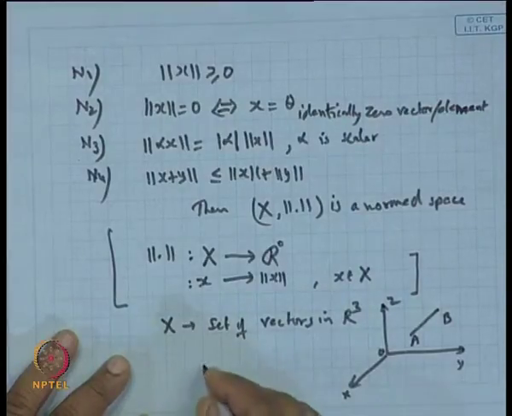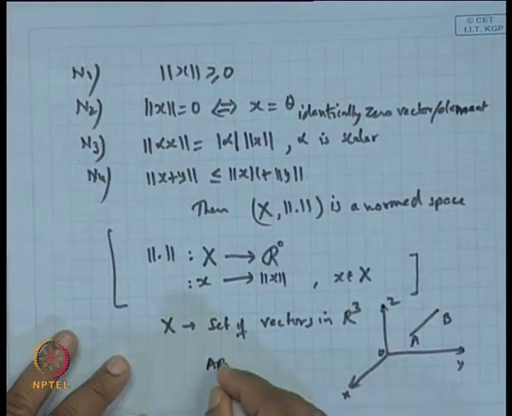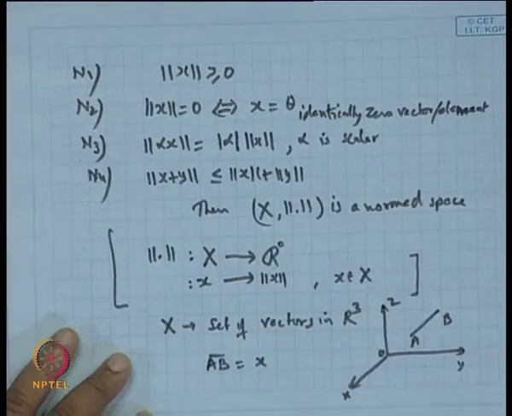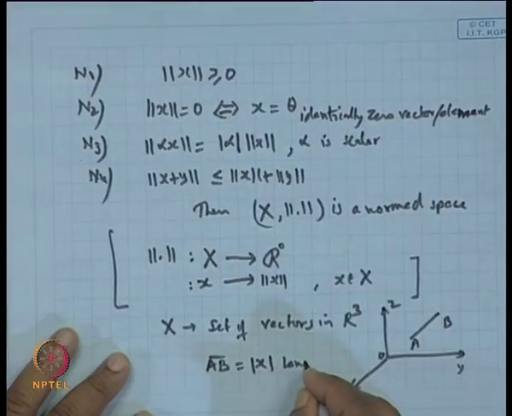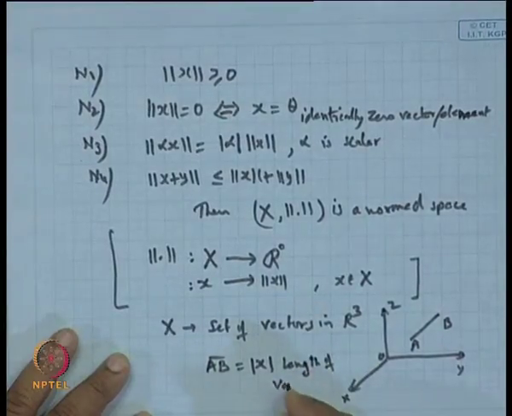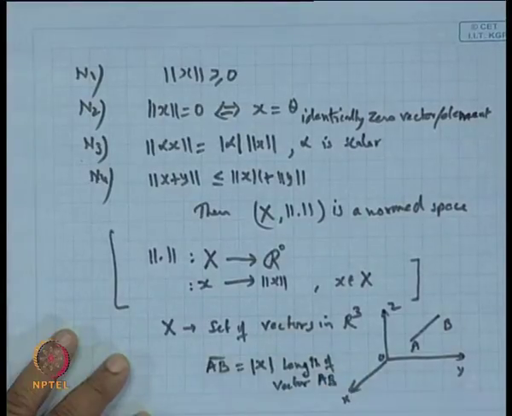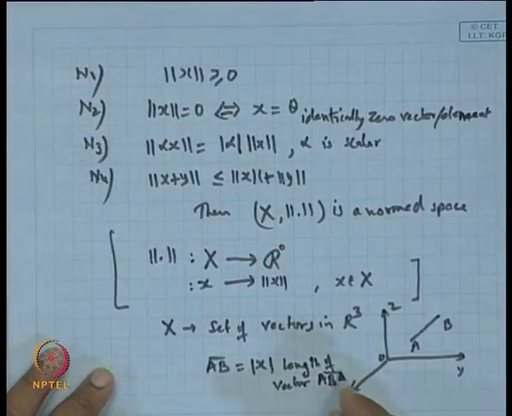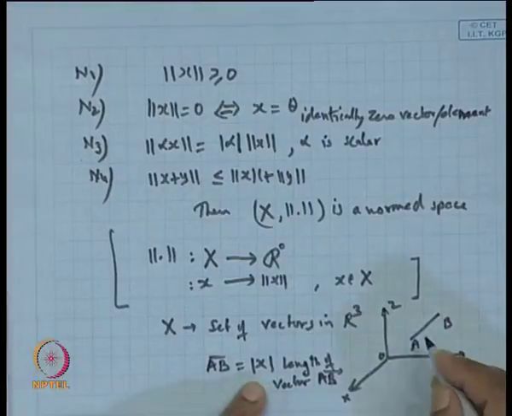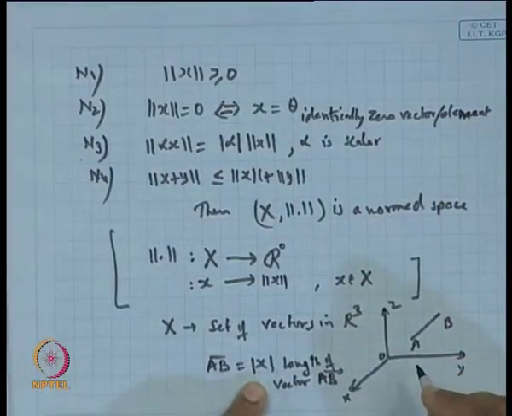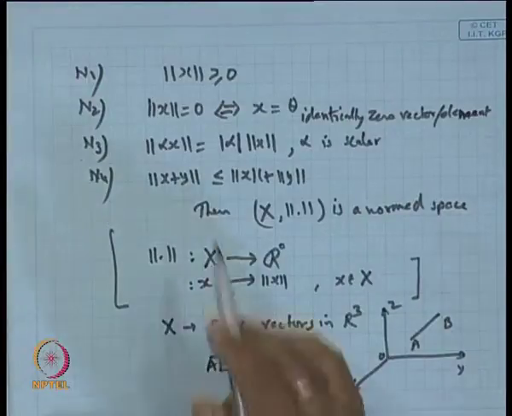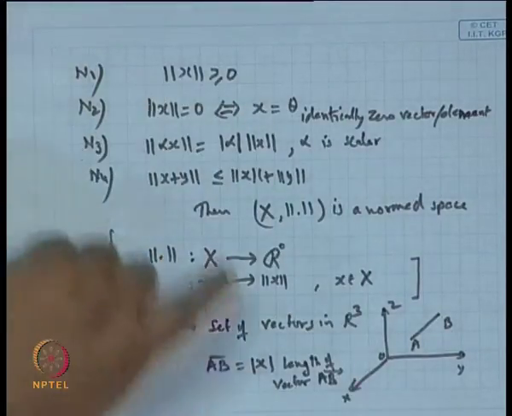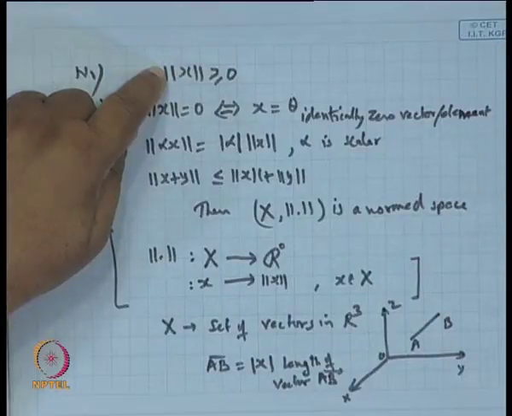So, if I denote the length of the vector AB as mod of x, this is the length of the vector AB, then this length can never be negative. It means it is always greater than 0 or at the most 0 when B coincides with A, that is the way x becomes 0. So, the first property says that it is the generalization of the length of the vectors.